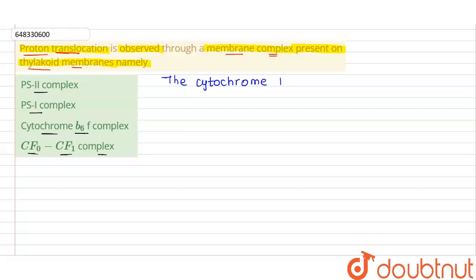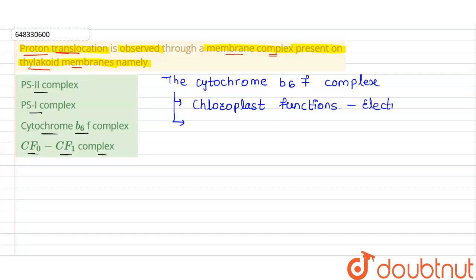Cytochrome B6F is a complex, and this cytochrome B6F complex is basically a complex of complexes which has a chloroplast function. Chloroplast function is electron transport. That is its function in a chloroplast.